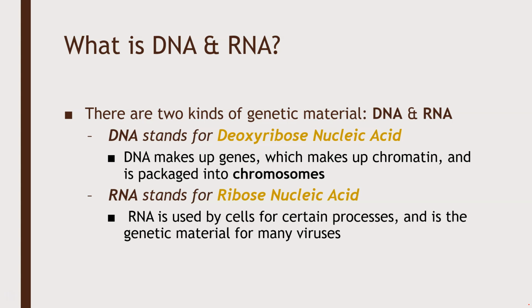Well, there are two kinds of genetic material, DNA and RNA. DNA stands for deoxyribose nucleic acid. It makes up the genes, which makes up chromatin, and is packaged into chromosomes. So the hierarchy is that you've got your individual segments of DNA. Those segments make up genes. Those genes make up chromatin, and the chromatin itself is what DNA looks like when it is not being replicated for mitosis. But once the chromatin condenses, that's when it gets packaged into chromosomes.